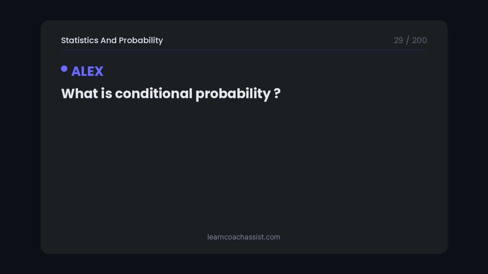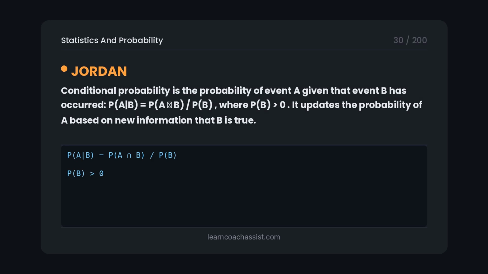What is conditional probability? Conditional probability is the probability of event A given that event B has occurred. P(A|B) = P(A ∩ B) / P(B), where P(B) > 0. It updates the probability of A based on new information that B is true.